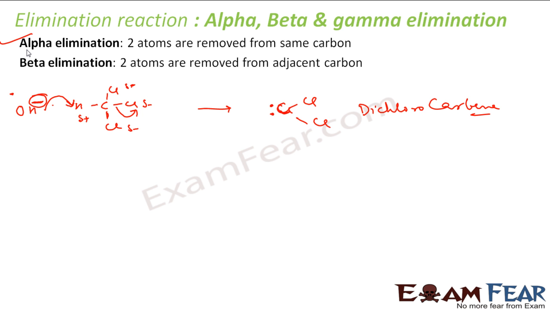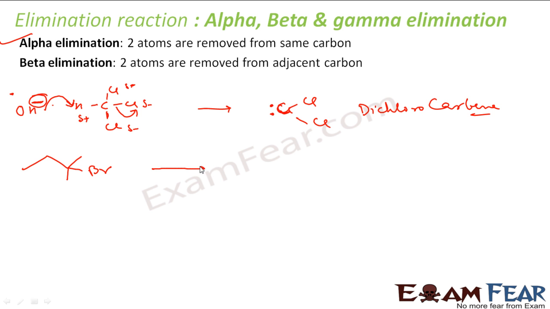The next is beta elimination, most common. For example, in this case, the two atoms are removed from the adjacent carbons. One is hydrogen and the other is halide. Both are removed from the adjacent carbons. I'll take you through one example. Let's suppose I have this compound.